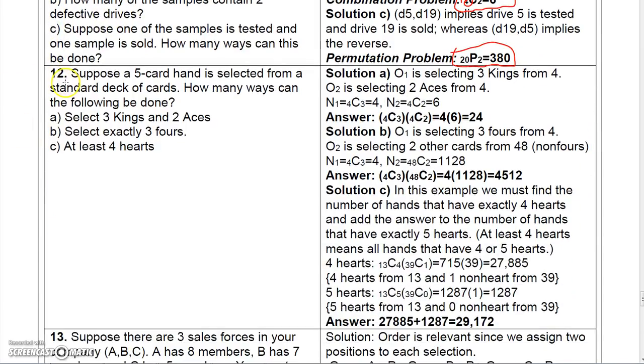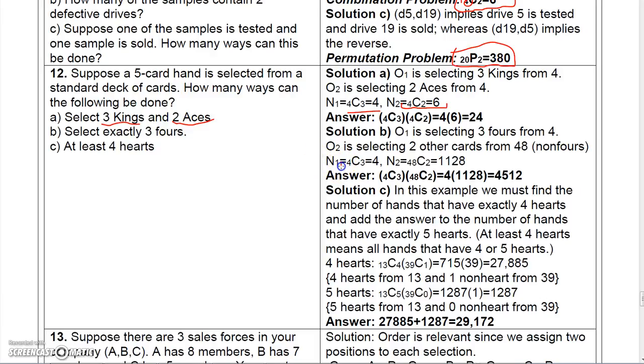Now, suppose we take a 5-card hand and we want to know how many ways we can get 3 kings and 2 aces. Well, this is 2 operations. You got to figure out how many ways to get 3 kings and how many ways to get 2 aces and multiply them. Well, out of 4 kings, choose 3. That's how many ways you can choose 3 kings. And out of 4 aces, choose 2. That's how many ways you can choose 2 aces out of 4. So multiply these two together, and you get 4 times 6, which is 24. So there's 24 ways.